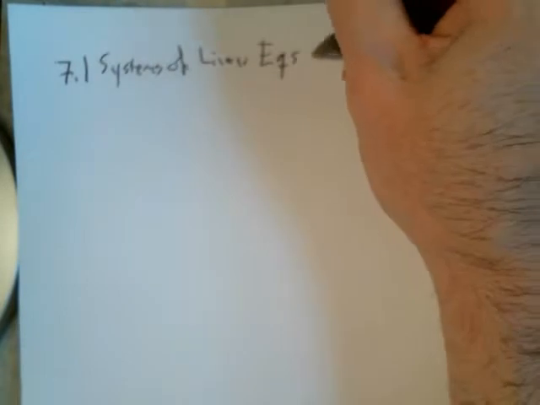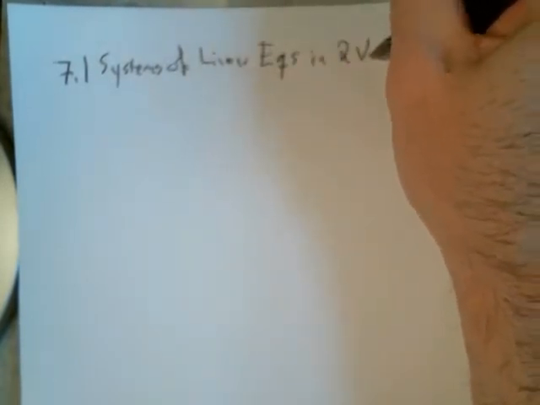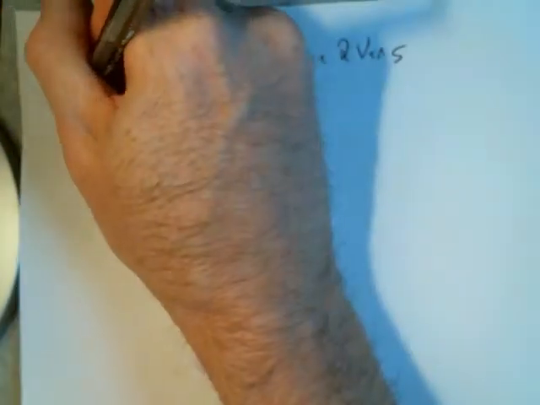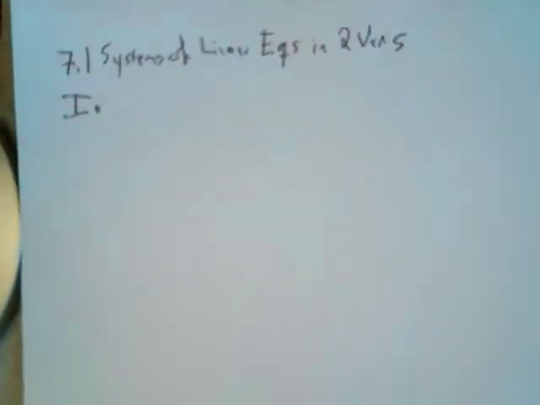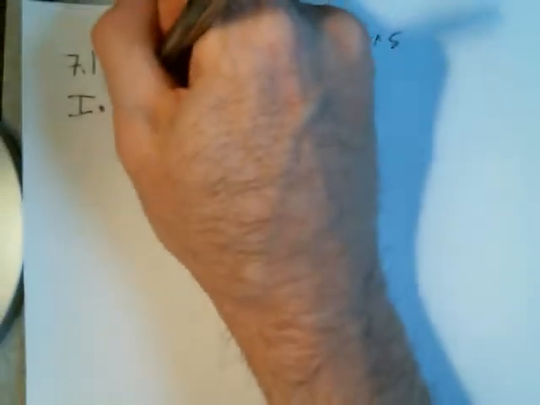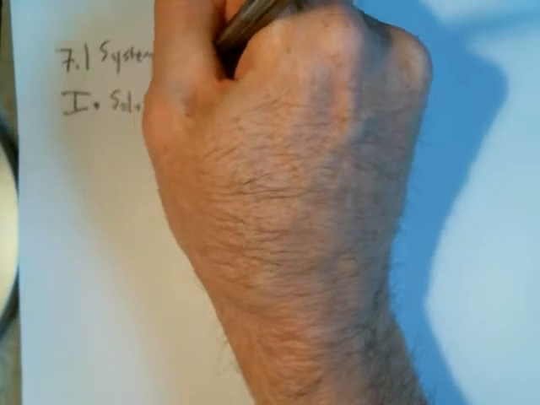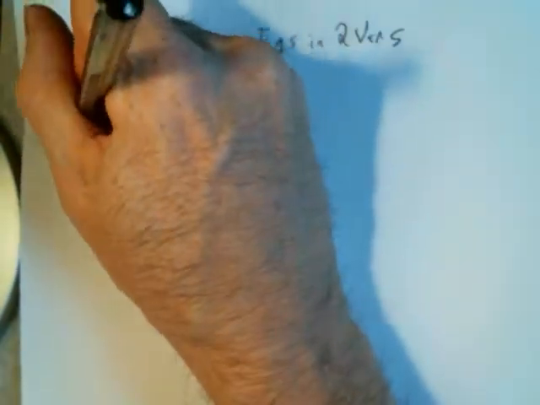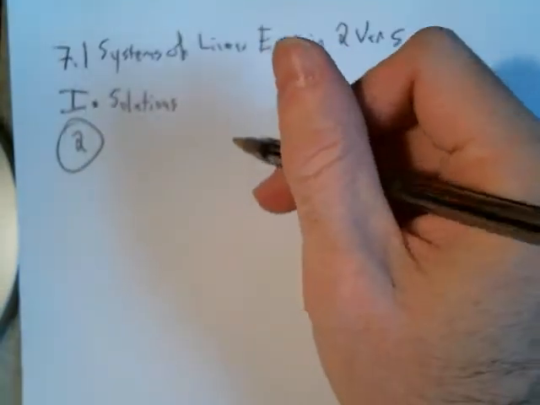Okay, so this is 7.1, systems of linear equations in two variables. And first we're taking a look at solutions. So this is problem 2.